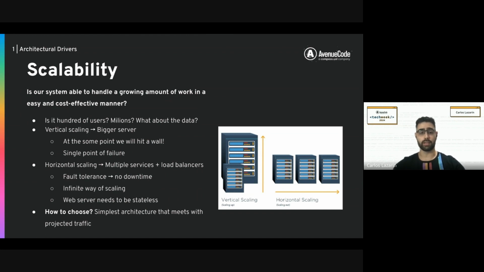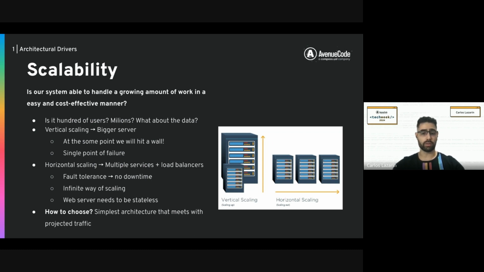On the other hand, we have horizontal scaling, where we have multiple servers working together, coordinated by load balancers, right? And it's a better approach because doing that, we have fault tolerance. We can mitigate the downtime of our service. If one server goes down, we have another server to take the job. And we have an infinite way of scaling, depending on the amount of money we are willing to spend, of course. And one important point to keep in mind: our application needs to be stateless. One server needs to work independently of the others. We cannot have a stateful application in this case.